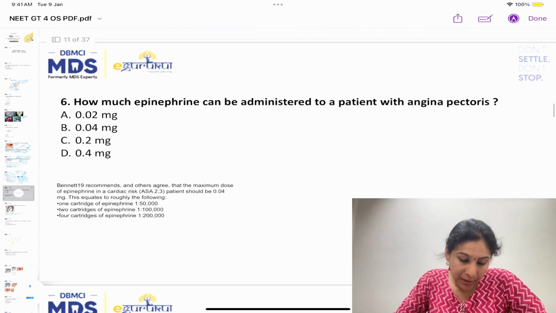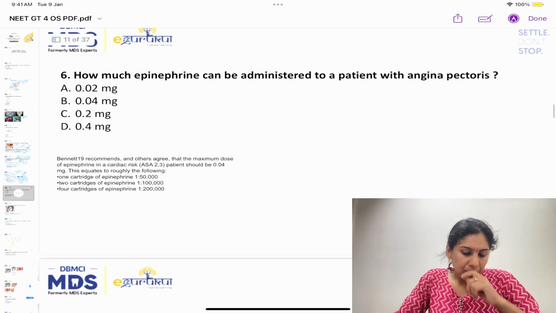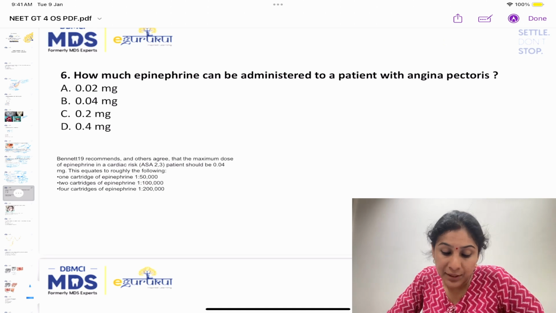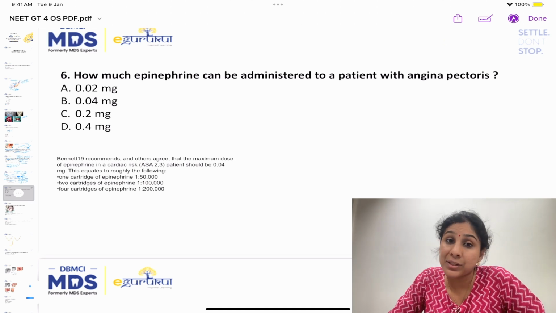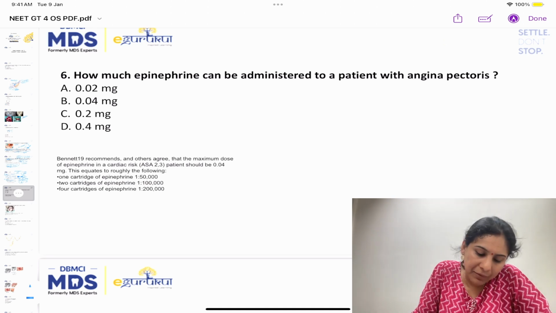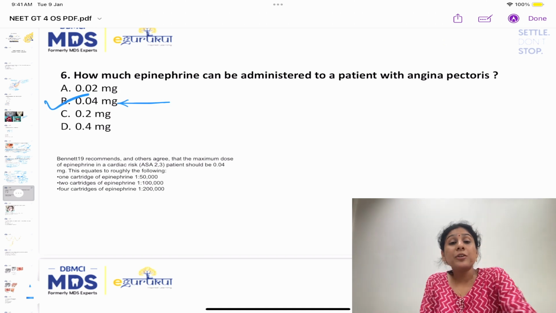Okay. Coming to the next question, how much epinephrine can be administered to a patient with angina pectoris? This is straightforward from Malamed. We have been learning this since a very long time. The answer is 0.4 milligram.